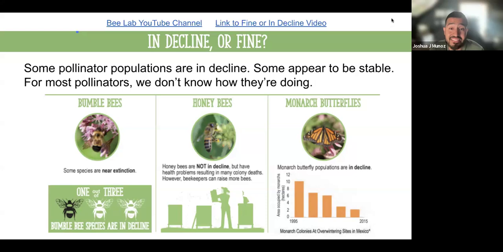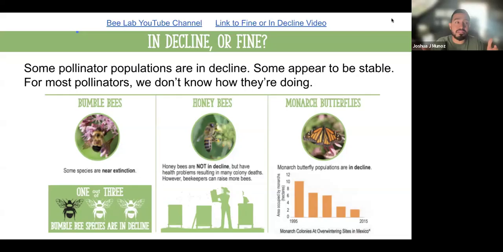Honeybees are not in decline, but have health problems resulting in many colony deaths. However, beekeepers can raise more bees. Just recently, in the beginning of 2025, there were a lot of articles coming out about how the honeybees are drastically declining. I think beekeepers around the country saw the worst when it comes to bringing back the honeybees.